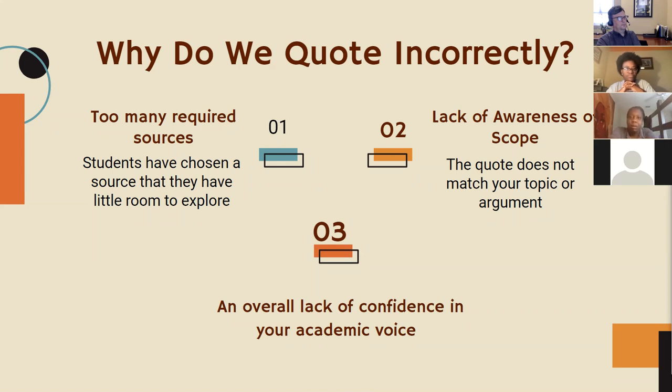Another way that we quote incorrectly is having a lack of awareness of the scope of our assignment or paper. This relates to number one, where you may drop a quote in your paper that doesn't directly relate to your topic. It might exist somewhere in your field, but it's just not relevant for the information that you've been discussing. In that case, that's another instance where we've quoted incorrectly.